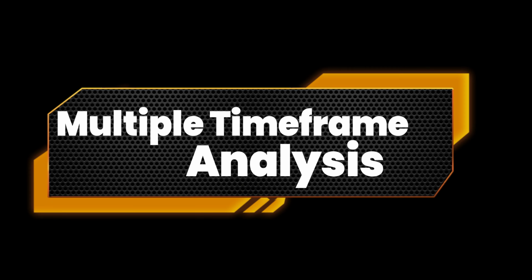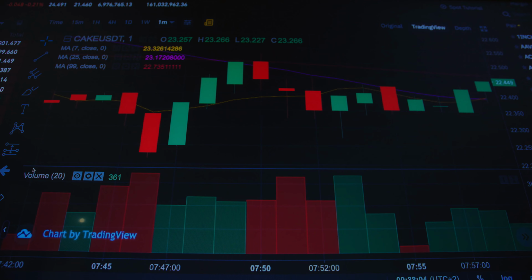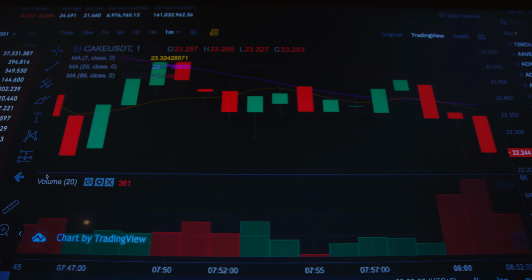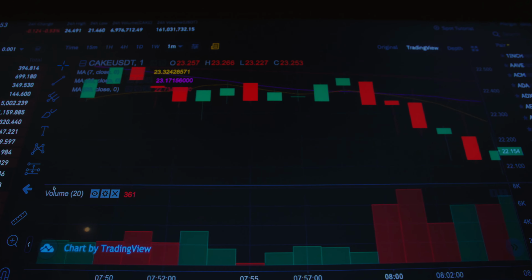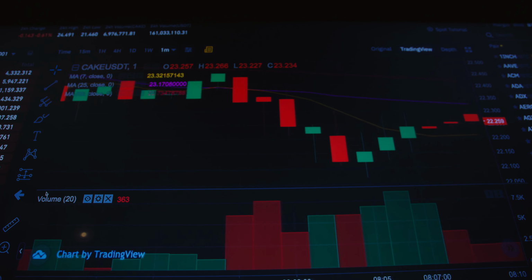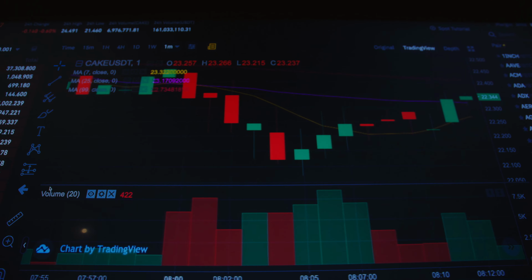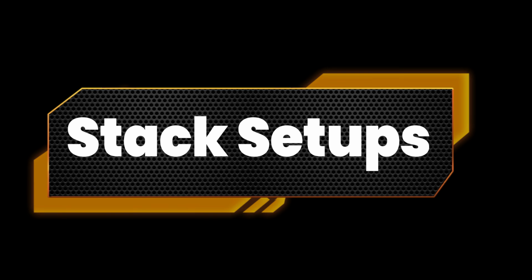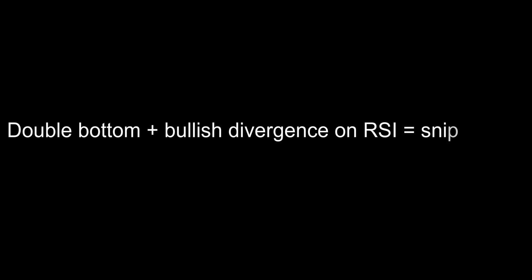Multiple time frame analysis. Look for the same pattern on higher and lower time frames. Example: head and shoulders on 1H and 4H equals strong confirmation. Stack setups: double bottom plus bullish divergence on RSI equals sniper entry.